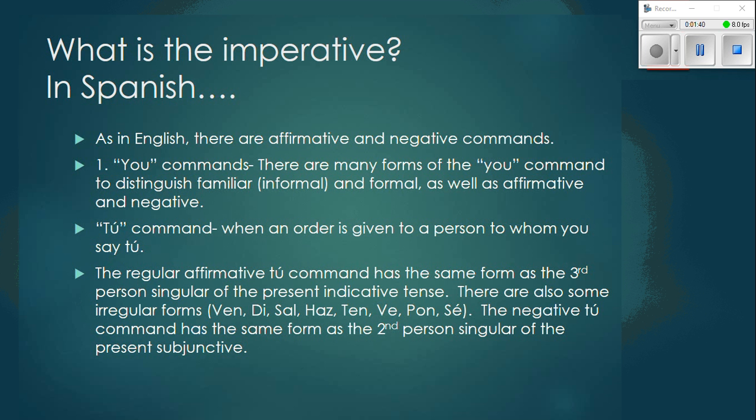In Spanish, you commands. There are many forms of the you command to distinguish familiar or informal and formal, as well as affirmative and negative. Tú command, when an order is given to a person whom you address with tú. The regular tú command has the same form as the third person singular of the present indicative tense, and there are some irregular forms, some verbs that shorten, and those are ven, di, sal, haz, ten, ve, pon. The negative tú command has the same form as the second person singular of the present subjunctive.